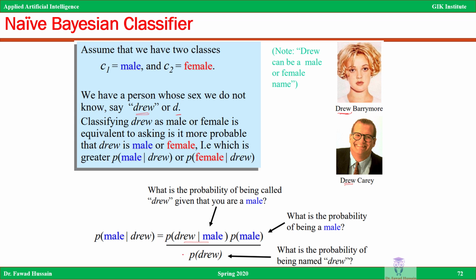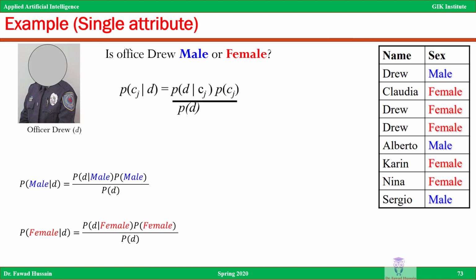As we said before, we tend to ignore this part, because it's the same for male and female. If you're comparing two fractions and they both have the same denominator, you can ignore it and just look at the numerator. So suppose this is the data that we have. Now we have to find this officer, officer Drew, whether it's a male or a female.